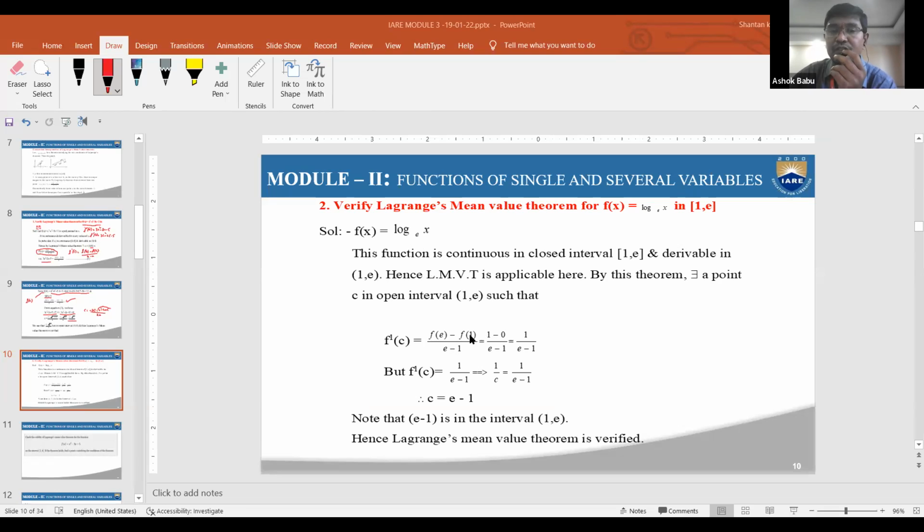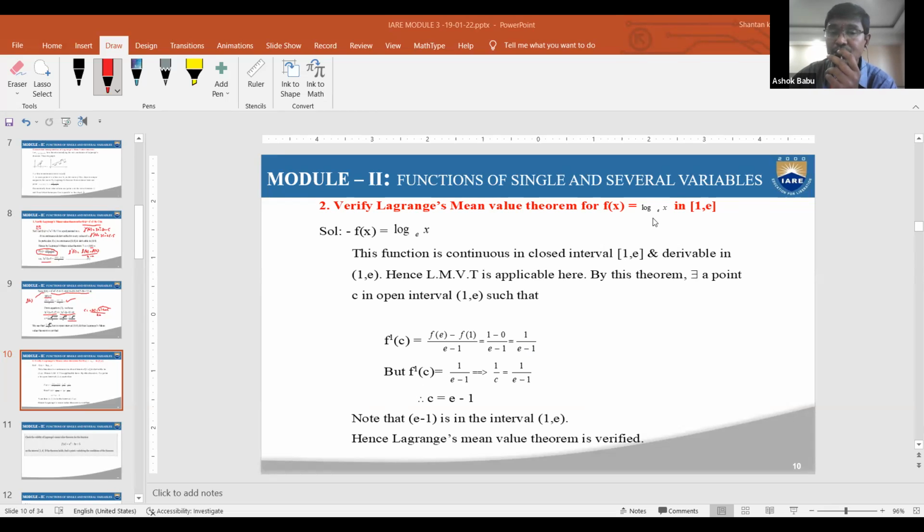Minus f of 1. What is f of 1? Log 1, and the value of log 1 is 0. Therefore, 1 minus 0 by e minus 1. So f of b minus f of a by b minus a is equal to 1 by e minus 1. Now you need to replace in f dash of c is equal to 1 by e minus 1. What is f dash of c? f of x is equal to log x.